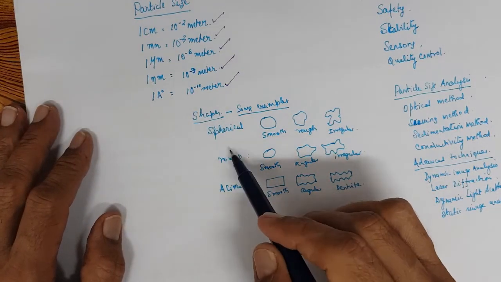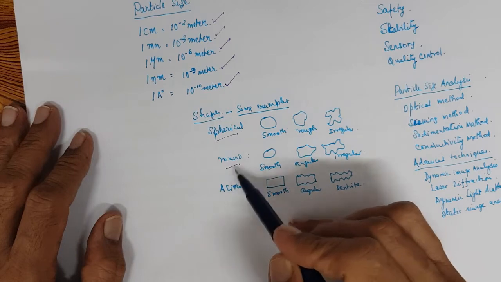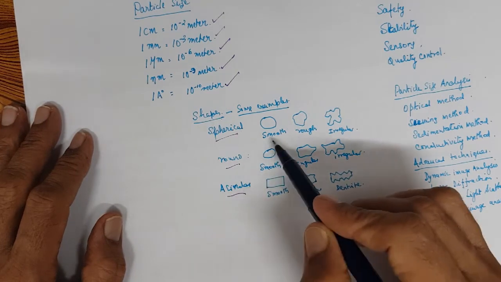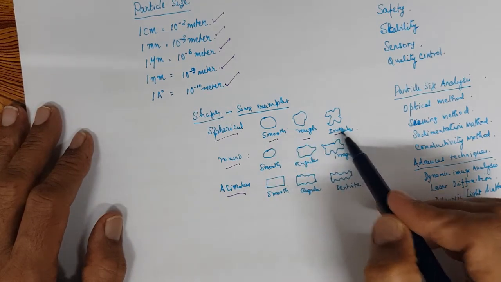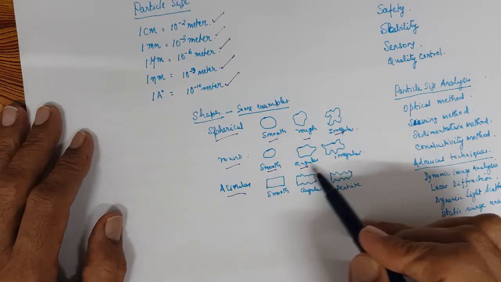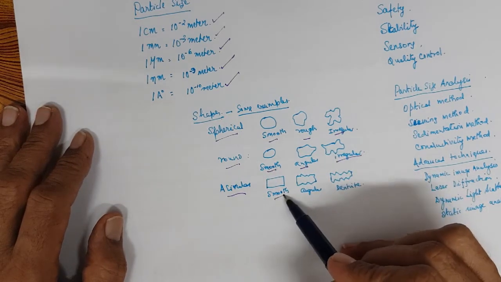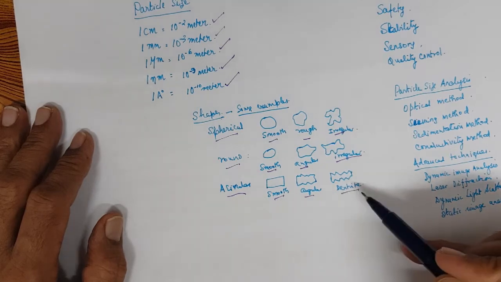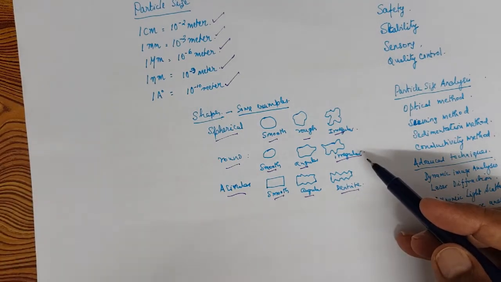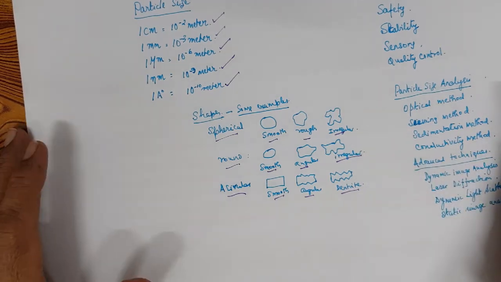Particle shapes, right? It can be spherical, round, acicular, smooth, rough, irregular, angular, dendrite. Some of the particle sizes, how they can be, for example.